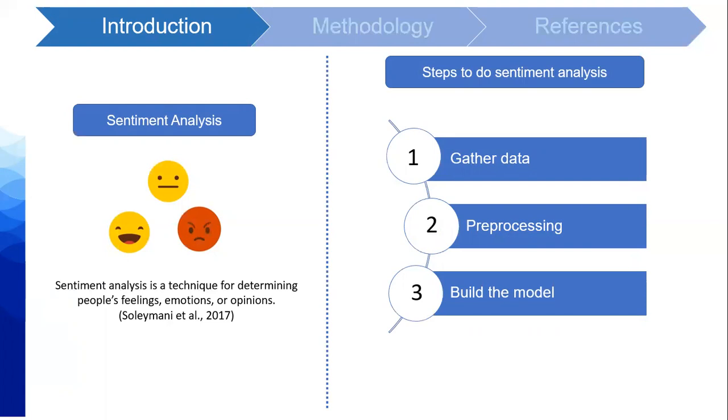There are several steps to sentiment analysis. The initial step is gathering the data. The data can derive from any source, such as survey results, email, tweets, or scraping from a website. The next step is preprocessing, which is slightly different from preprocessing for numerical data. Common preprocessing for sentiment analysis are case folding, removing numbers, and removing punctuation. And the last step is building the model.